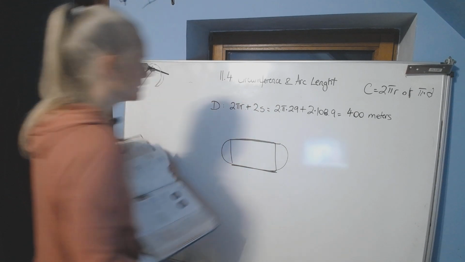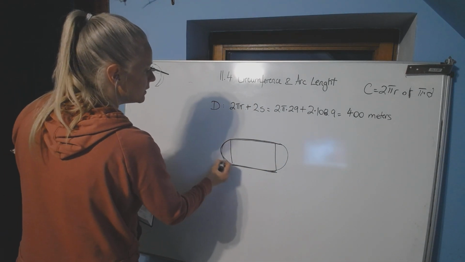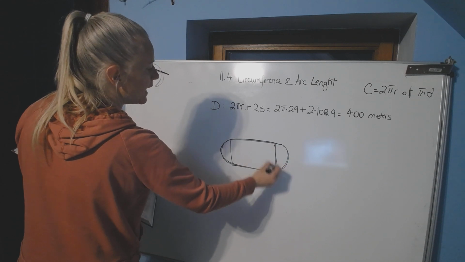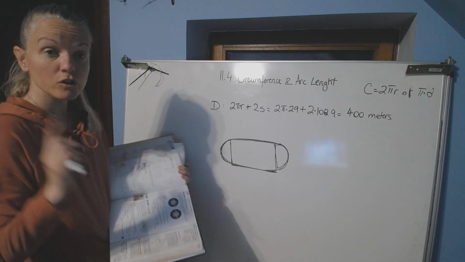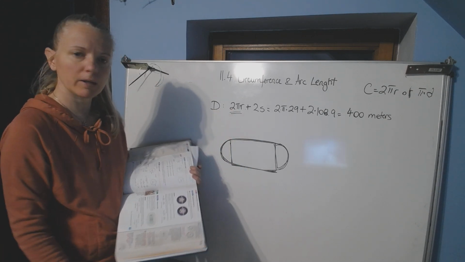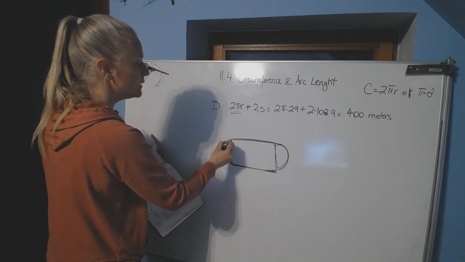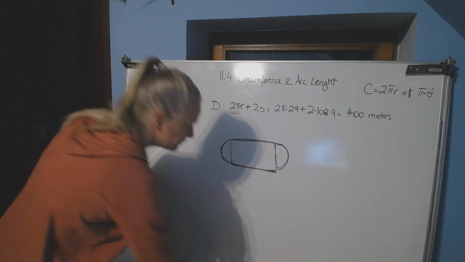How did I get there? In order to find the distance around my lane 1, I need to remember the end two semicircles form a circle. So now I need to know the circumference of that circle, 2 pi r, and they gave me the radius. And then I need to add the 2 straight lines in our running thing, and we're good to go.